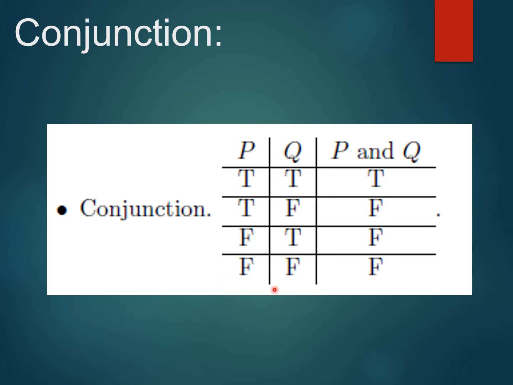The number of rows in the truth table is given by 2 raised to the power n, where n is the number of propositions that we are considering. As here there are two propositions, the total number of rows in this truth table will be 2 raised to the power 2, that is 4. 1, 2, 3, 4.